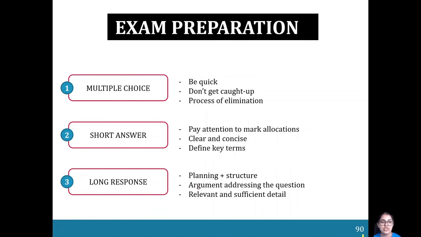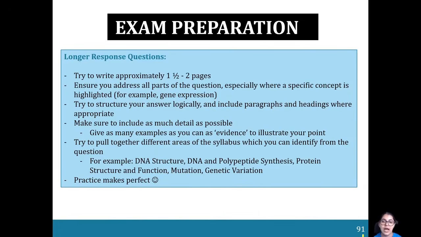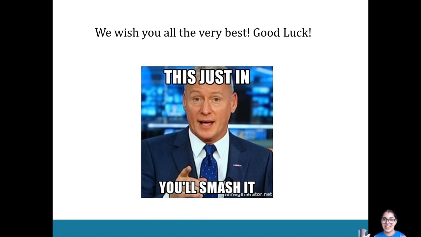And long responses: use planning plus structure. Structure is really important for long responses. Don't forsake structure, and make sure your argument addresses the question. Again, these are some tips that I'll leave for you to read.